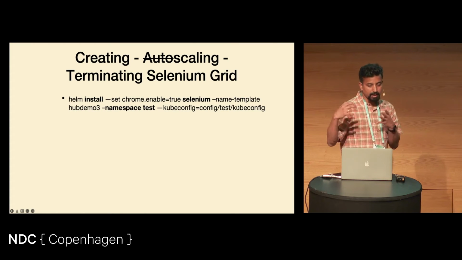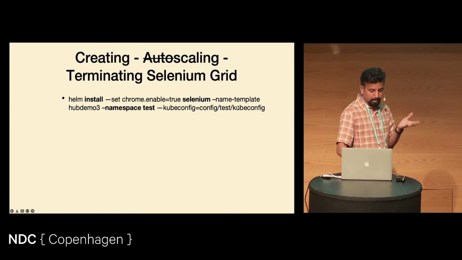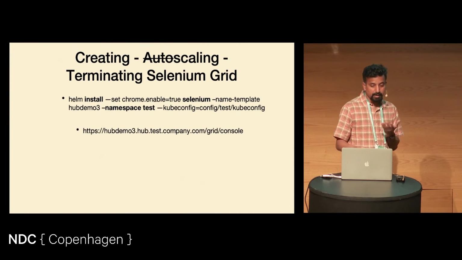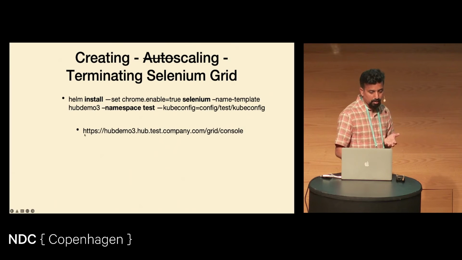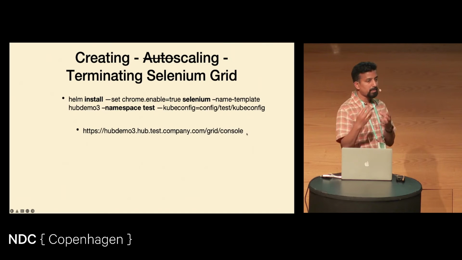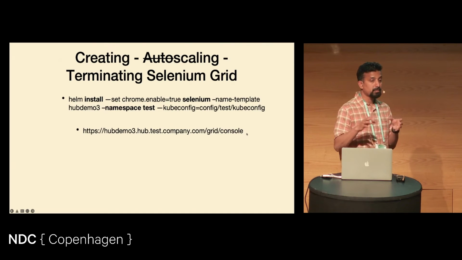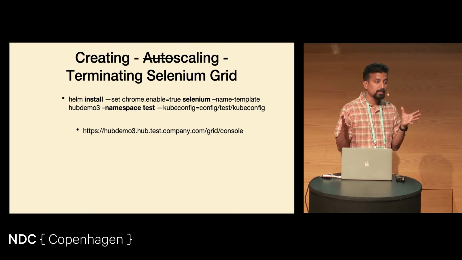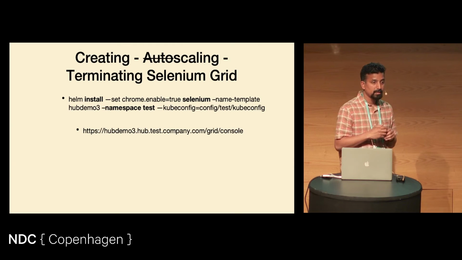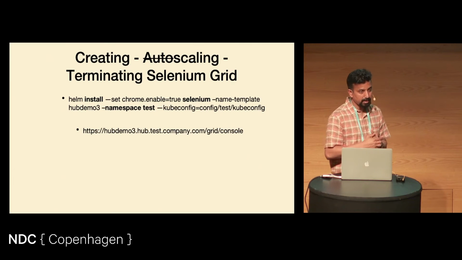It's going to create a plain grid with just a hub and one node. And it's going to tell you, I can access this via this URL. This is the beauty of having the Traefik and load balancer, so that it's accessible anywhere within your organization. You can point your automation to it and say, hey, this is my grid, run this. And this is dynamically created as well.